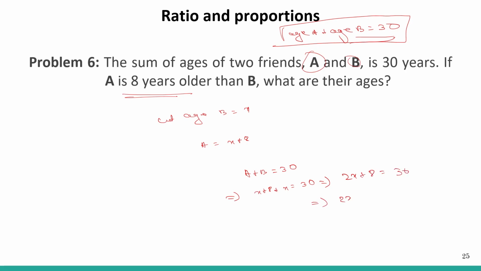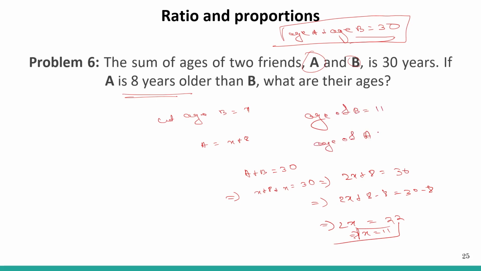What we need to do? 2X plus 8 minus 8 is equal to 30 minus 8. So this becomes 2X is equal to 30 minus 8, which is 22. So this implies that X is equal to 11. So X is equal to 11 is the correct answer. So age of B is 11. Age of A is equal to what? 19, right? Because he is 8 years older. So this is nothing but 11 plus 8.